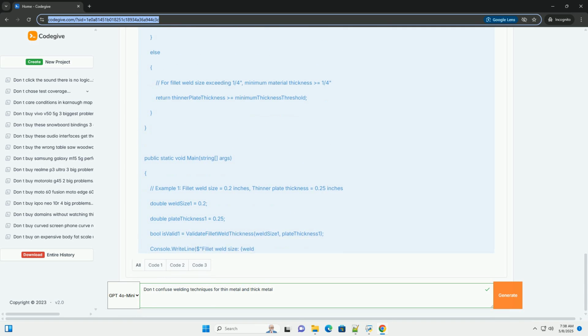Conclusion: mastering the art of welding thin versus thick metal involves understanding the unique challenges presented by each material thickness. By carefully selecting the appropriate welding process, employing the correct techniques, and adhering to relevant welding codes, you can achieve strong, reliable, and safe welds. Remember that continuous learning and practice are key to becoming a proficient welder. Always prioritize safety and consult with experienced professionals when in doubt.